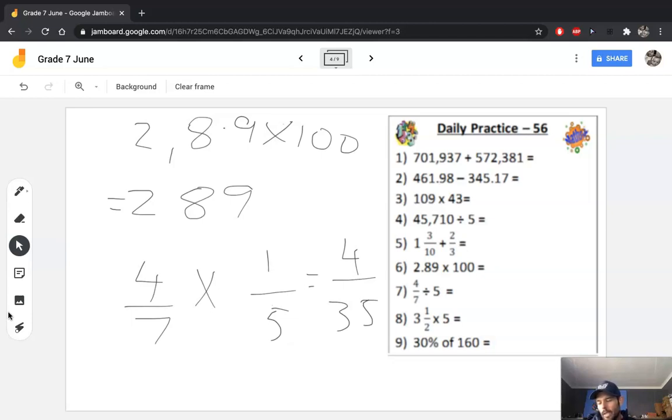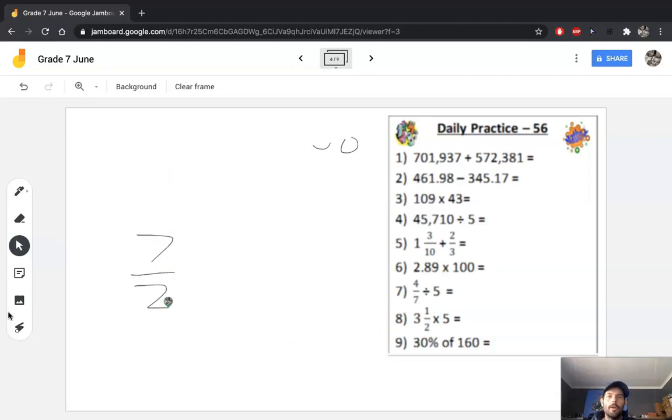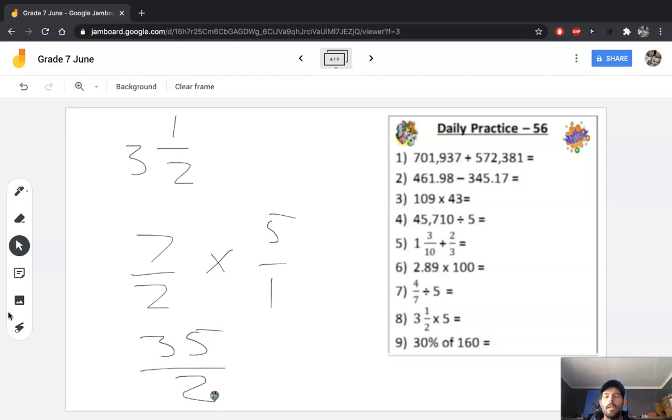Then we've got 3.5 times 5. Okay, and I would again say convert to an improper fraction. So you know that 3.5 is equal to 7 over 2. Okay, and then multiply that by 5 over 1. Okay, and then we'll have 7 times 5 is 35, and 2 times 1 is 2. And yes, if you have to convert that into a mixed number, that will give you an answer of 17 and a half. Okay, so 17 times 2 is 34. Half times 2 is 1. 34 plus 1 is 35.